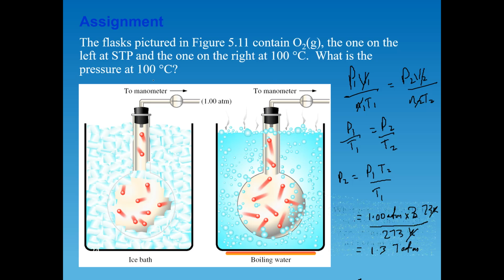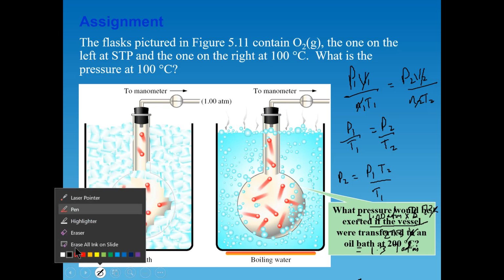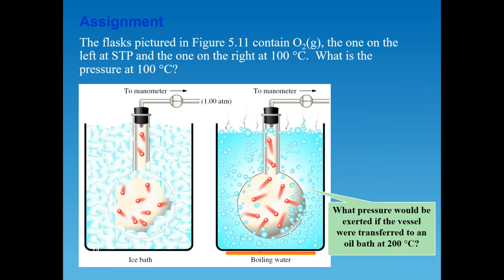All right, now, there's another question here which is blocked out by my writing. So let me erase this to see what this is saying. Okay, so the question is asking, what pressure would be exerted if the vessel were transferred to an oil bath at 200 degrees? Well, we use the same equation. The only difference now is that, let me write the equation here. It's P2 is equal to P1 T2 over T1. So the initial pressure would be the same, which is 1.00 atmospheres.